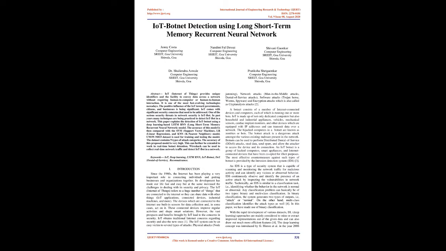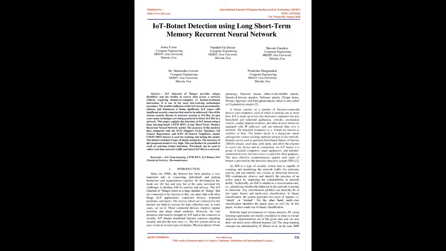Botnets can be used to perform distributed denial of service, DOS, attacks, steal data, send spam, and allow the attacker to access the device and its connection. An IoT botnet is a group of hacked computers, smart appliances, and Internet-connected devices that have been co-opted for illicit purposes. The most effective countermeasure against such types of botnet is provided by the Intrusion Detection System, IDS.